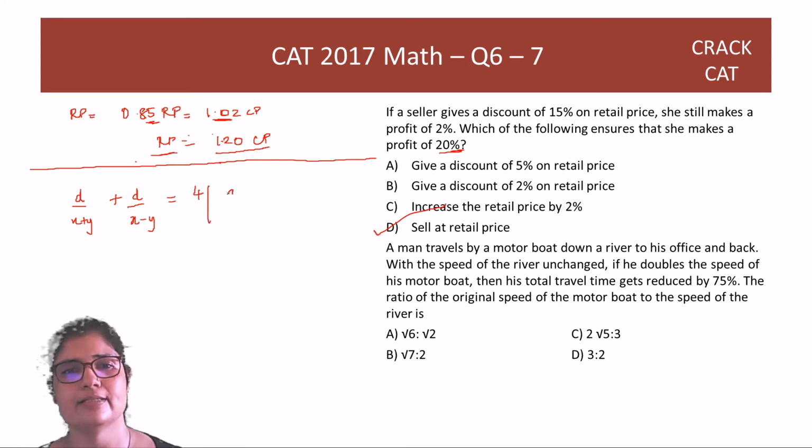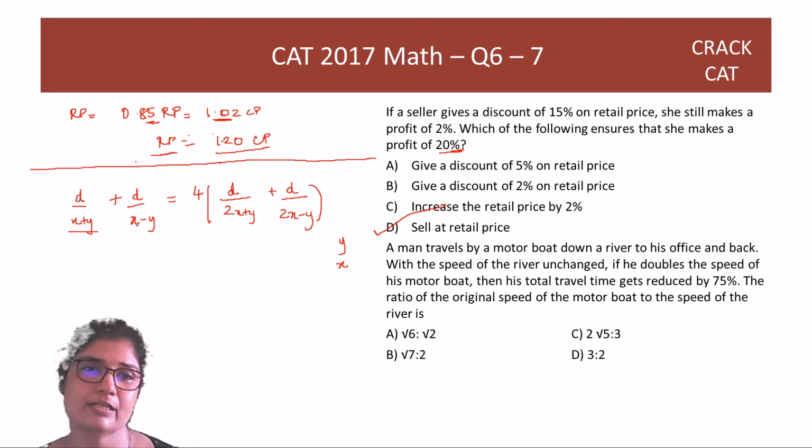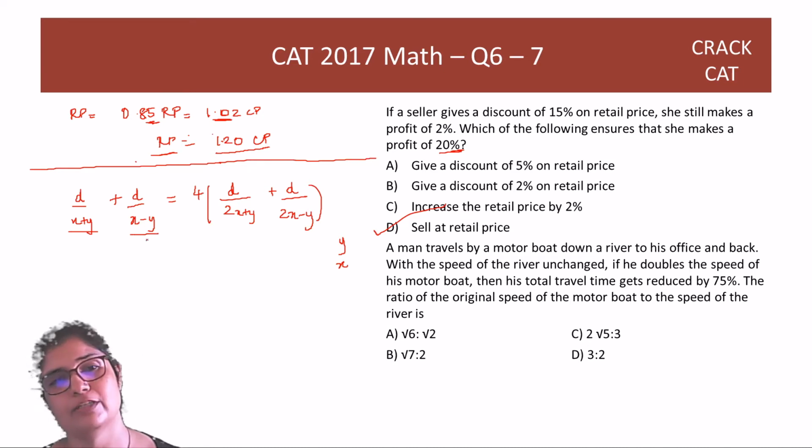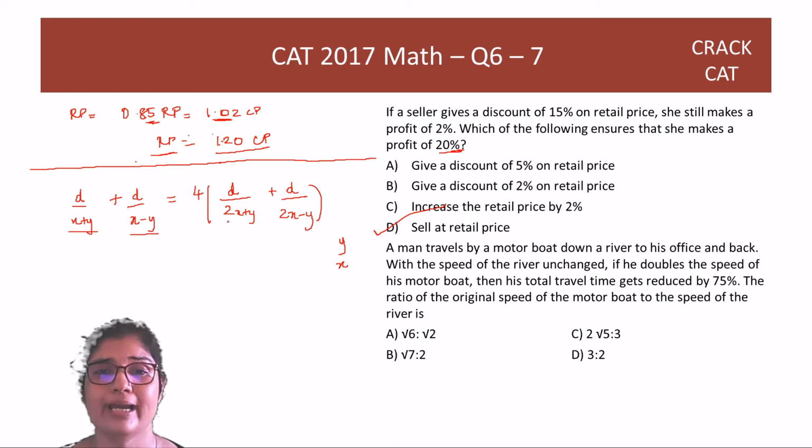What is the new time? It is the same distance divided by 2x plus y, plus distance divided by 2x minus y. Right? So we are saying that your river is at y and your speed of the boat is at x. So when you are going downstream, this is the speed downstream, boat plus river. When you are going upstream, this is the speed upstream, it is boat minus river. So this is the original time. The original time was more because your speed of the boat was less. Now you have increased the speed of the boat, so the new time will be less, and 4 times it is your old time, right?